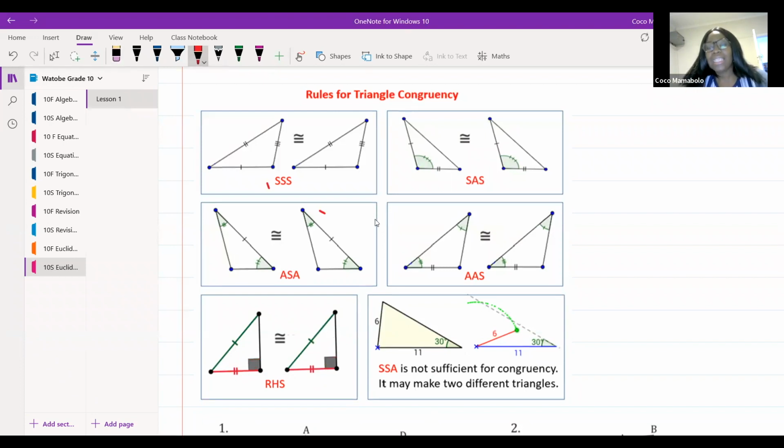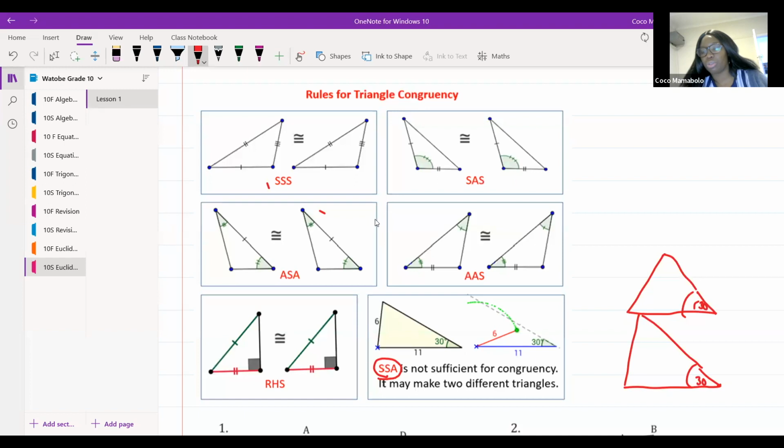Now remember, guys, side side angle is not sufficient. The reason for this is if I have a side over here and another side over here, my angle can go in any direction. My angle over here is 30 degrees. This line over here can move in any direction. This can be 30 degrees, and I can decide to put it over there. Both of these angles are 30 degrees, but these two triangles are not the same.